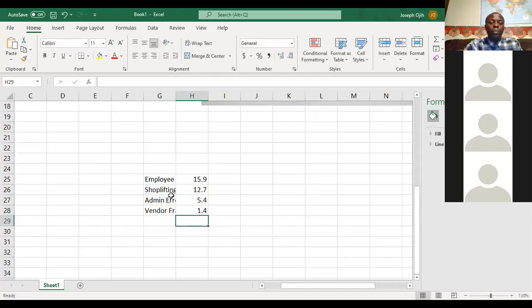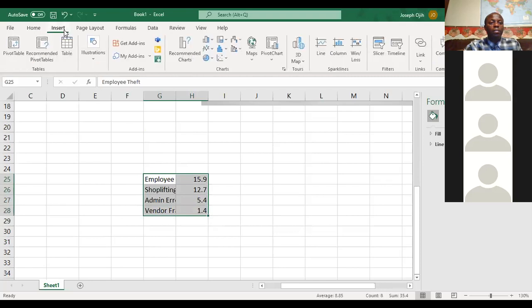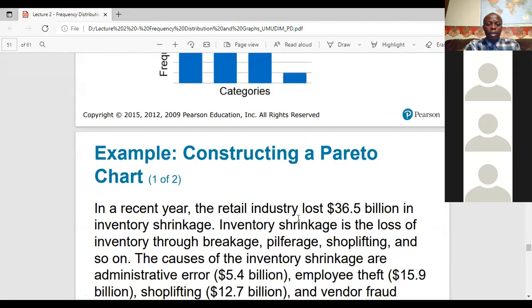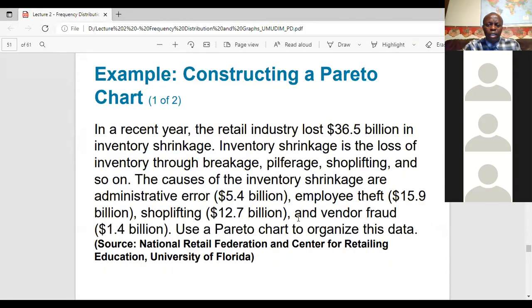So now to get the Pareto chart, just highlight this and then insert, and it gives you the chart right there. So let me look at the correct title for it, which is going to be: the causes of inventory leakage.